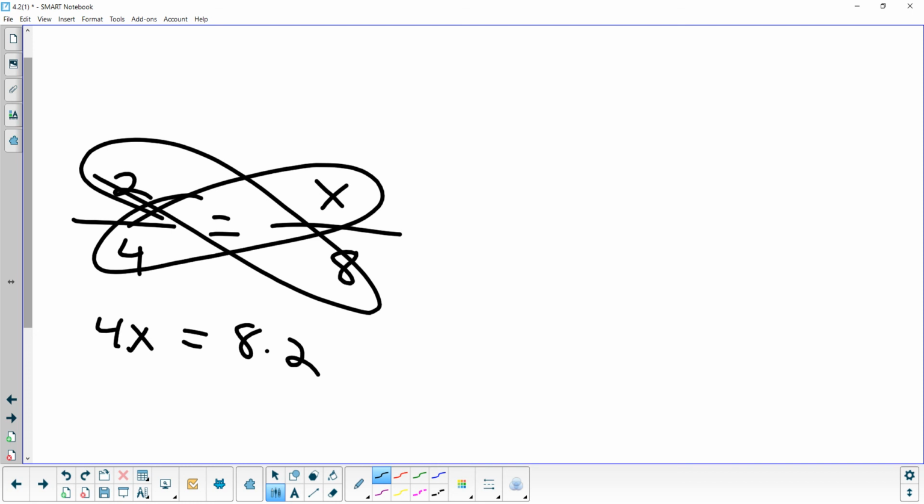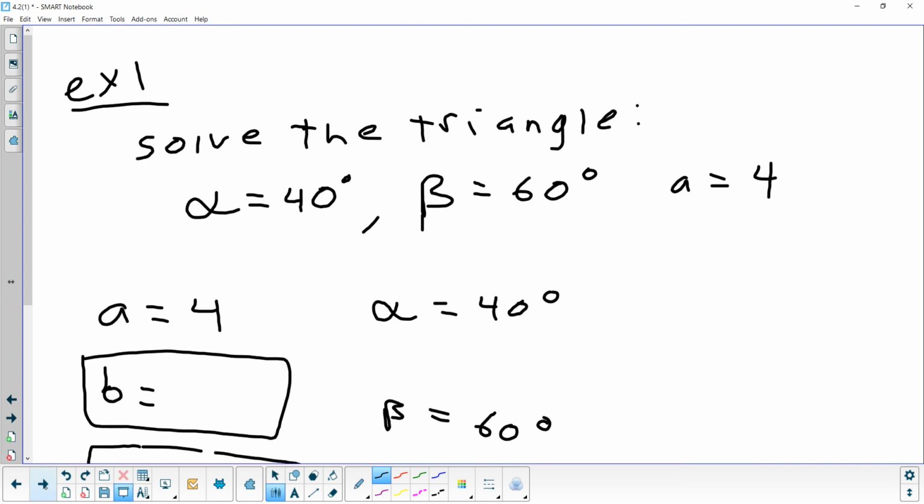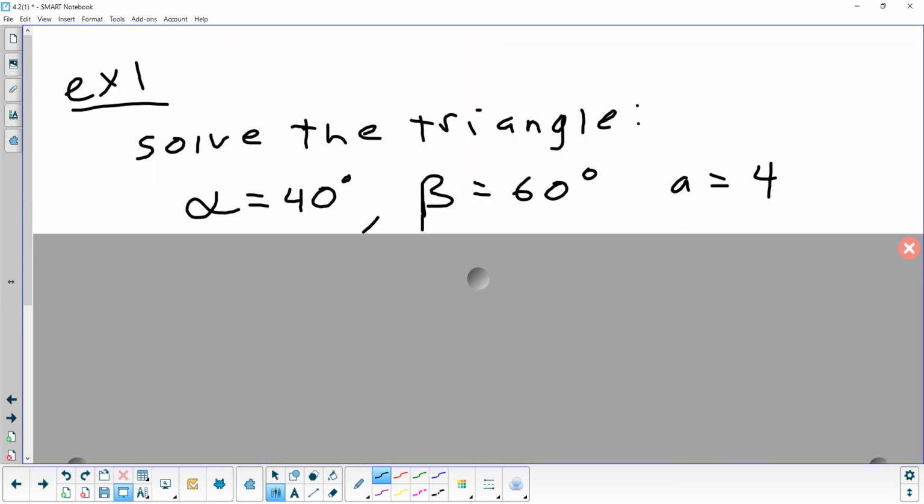Our numbers probably aren't going to be as nice as these because we're going to have sines in there. We're not going to worry about rounding anything off with a calculator until we're at the last step. All right, so let's try. I think I have maybe three examples to go through.